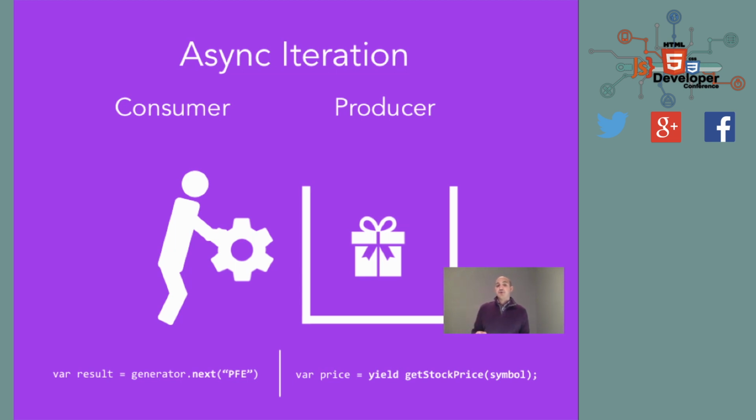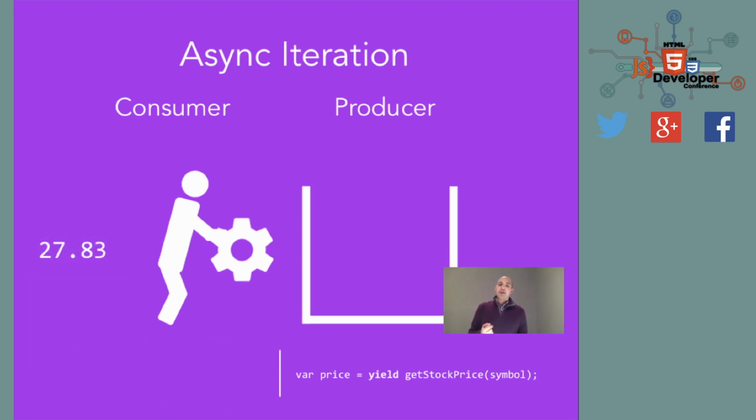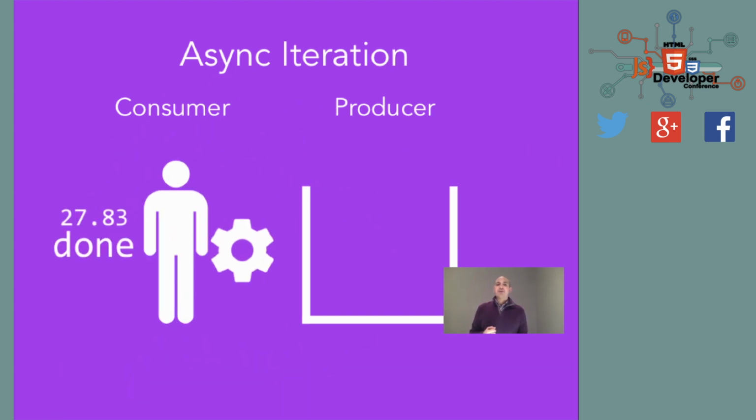Now, at this point, the next line of the producer code is executed, and we yield getStockPrice. We pass in the symbol that we just got, which is now PFE, and that creates another promise, which the producer sends to the consumer. And now the consumer honors the agreement. It fulfills that promise before it calls next again, and the next time it calls next, it passes in the output from the previous promise back into the producer. And that value that's pushed into the producer replaces yield. So now price is $27.83. We jump to the next line, and we return price. And so the producer hands that value back to the consumer and also says, we're done.